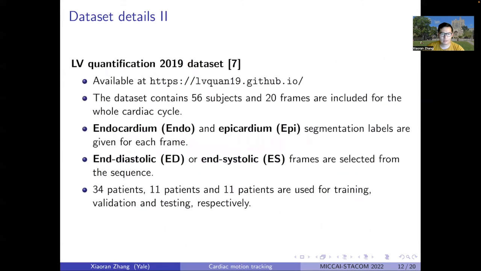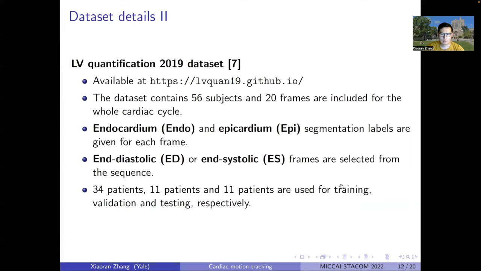We also validate our method on another publicly available LV quantification dataset from 2019. It contains 56 subjects and includes 20 frames of the entire cardiac cycle. Segmentation labels of the endocardium and epicardium boundaries are given for each frame in the cycle. In this paper, 34 patients are used for training, 11 for validation, and 11 for testing after a random shuffle.